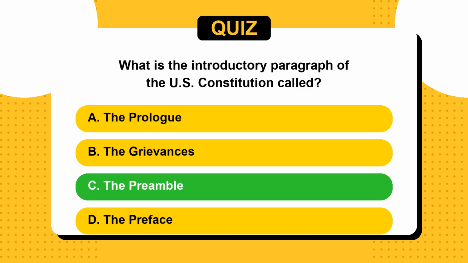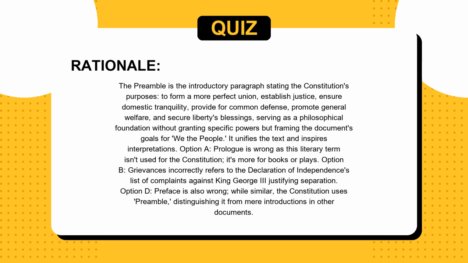The answer is C. The preamble is the introductory paragraph stating the Constitution's purposes: to form a more perfect union, establish justice, ensure domestic tranquility, provide for common defense, promote general welfare, and secure liberty's blessings, serving as a philosophical foundation without granting specific powers, but framing the document's goals for we the people. It unifies the text and inspires interpretations.